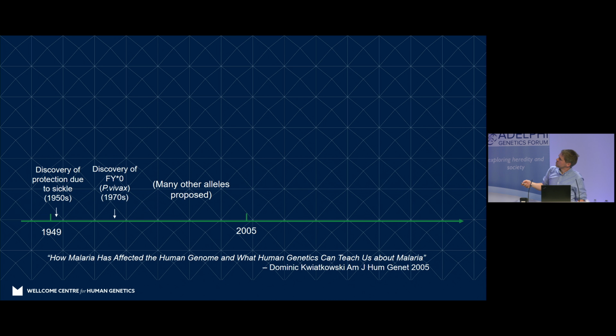And then I ran into this problem that these discoveries led to a great deal of interest in finding new malaria genes, new genes that would affect susceptibility to malaria, and indeed there were a lot of other alleles proposed.